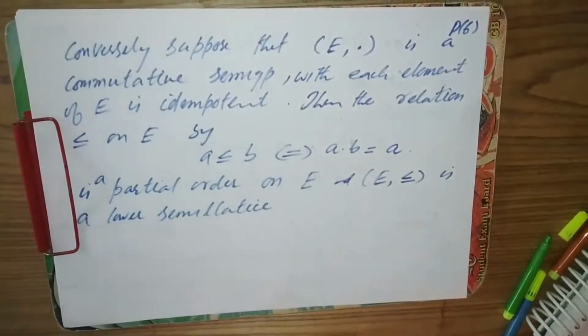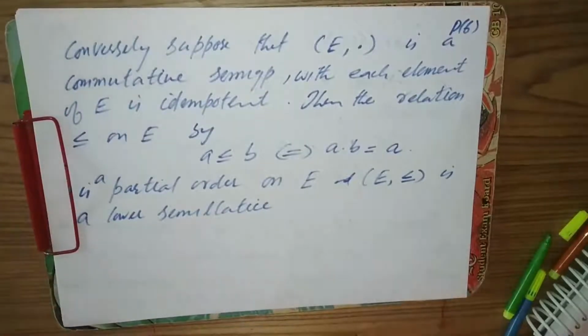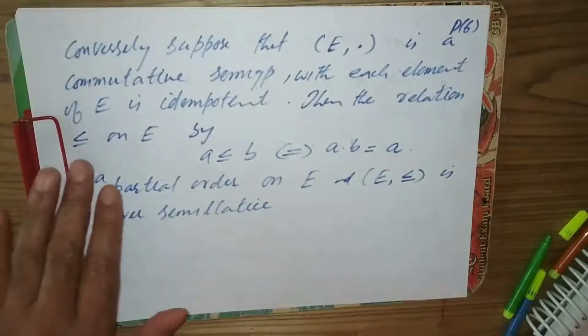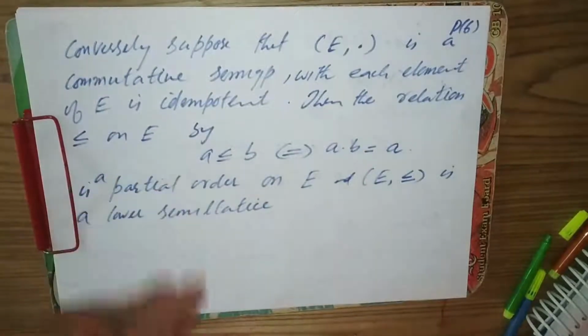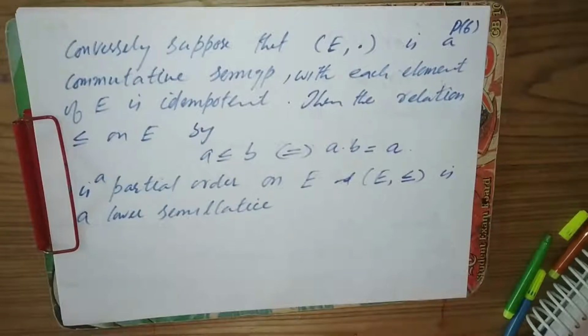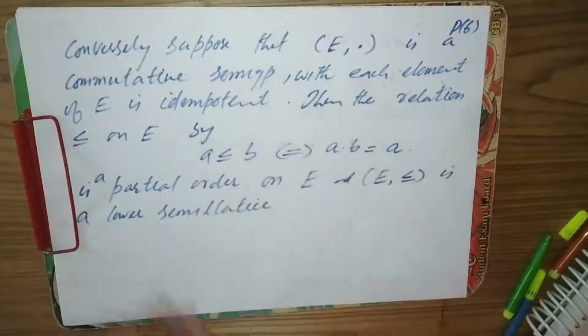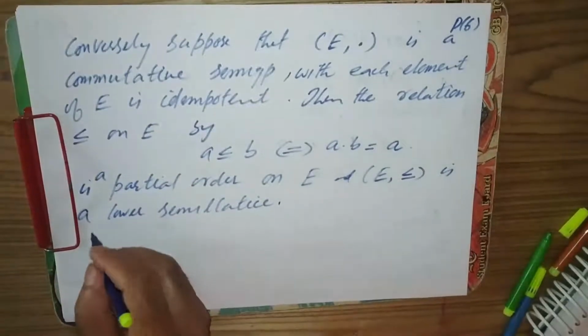Okay. So it's actually if and only if: given a commutative semigroup in which each of its elements is idempotent, one can define a relation on E such that that relation makes E a lower semilattice. And conversely, given a lower semilattice, we can define a binary operation on E such that that binary operation makes it a commutative semigroup with each element of E idempotent. Okay. So let's prove this.